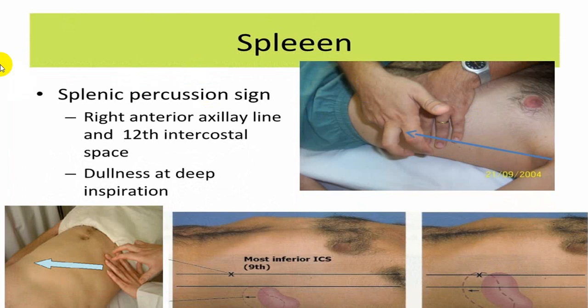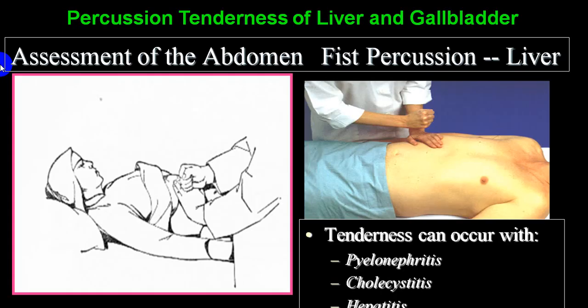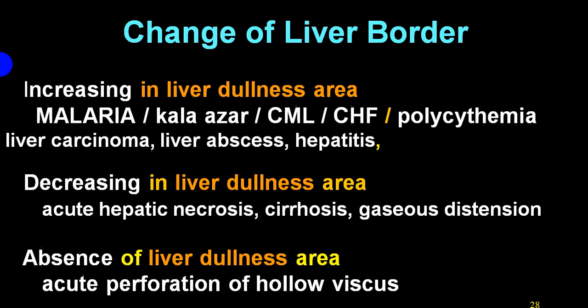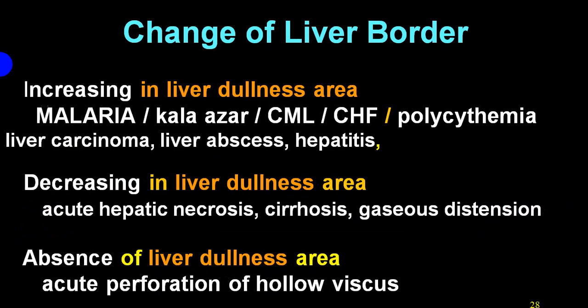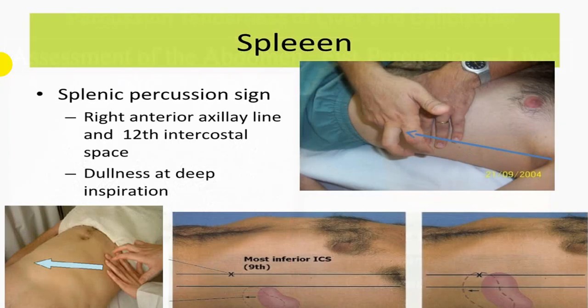Now, if we go through the spleen, because these are all the different questions which can be asked to you in your oral: the causes of liver enlargement, causes of absence of liver dullness, change in the liver dullness, elevation of upper border, etc. I have almost tried to cover all those parts in percussion.